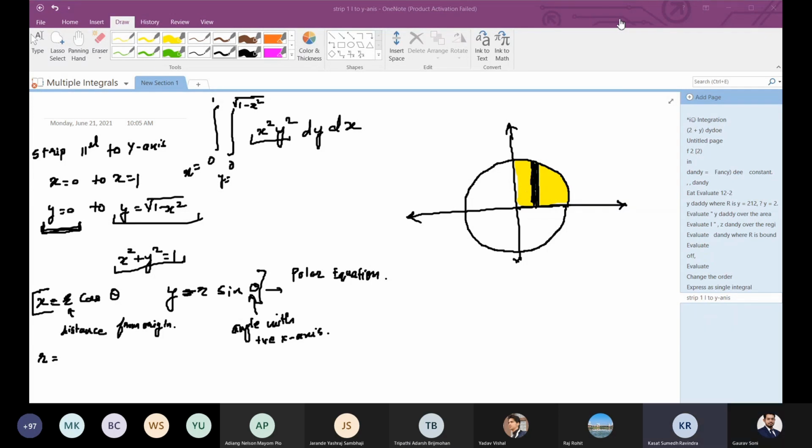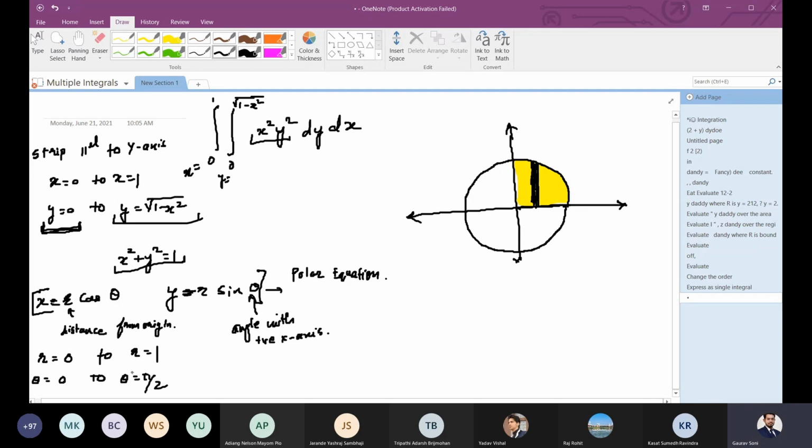Minus 1 is the minimum? No. So 0 is the minimum and 1 will be the maximum. Yes. And what about theta? Sir, 90 and 0. No, you don't go from 90 to 0. You go from 0 to 90. Yes, sir, 0 to 90. Yes. So in our region, the value of r will go from 0 to r equal to 1. The value of theta goes from 0 to pi by 2.